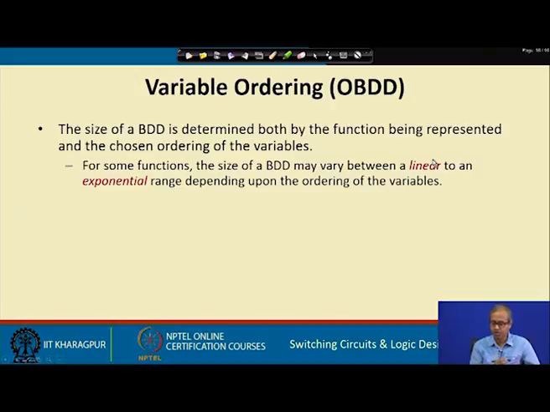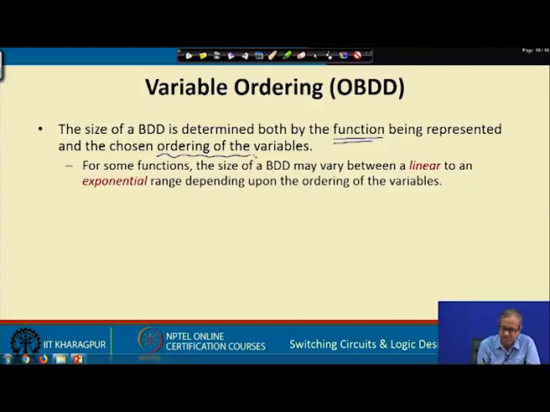Now, let us talk about variable ordering. The point to note here is that the size of a binary decision diagram is determined not only by the function you want to represent, but greatly also on the ordering of the variables. You see, in general, for most of the functions, BDD gives a very compact representation for a function.